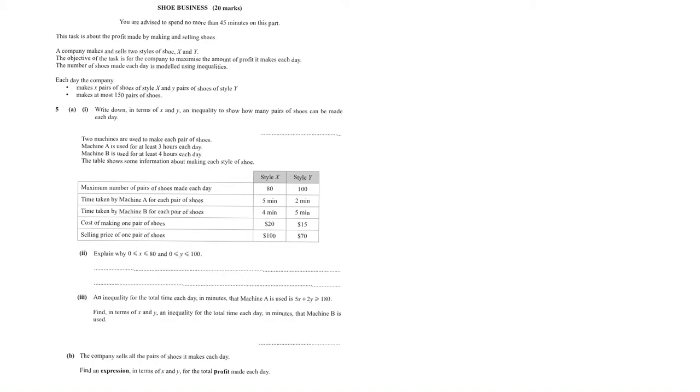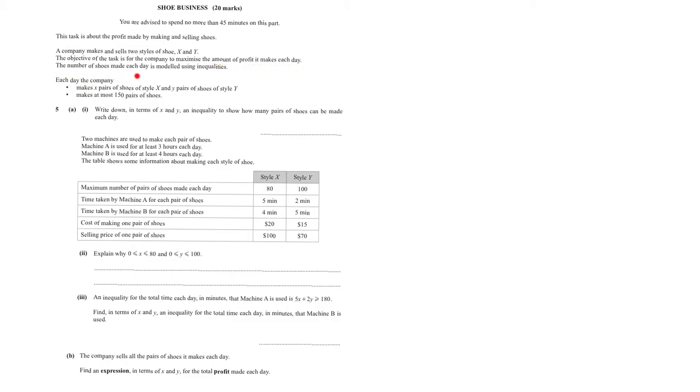Okay, in this video, I'm going to discuss the modeling question titled Shoe Business, and this is one of the parts in paper 6. Right, and then let's look at the question. A company makes and sells two styles of shoes, X and Y. The objective of the task is for the company to maximize the amount of profit it makes each day.